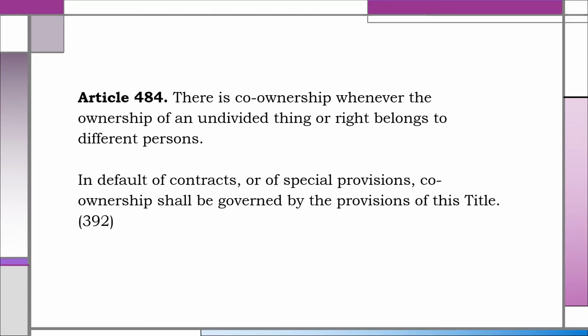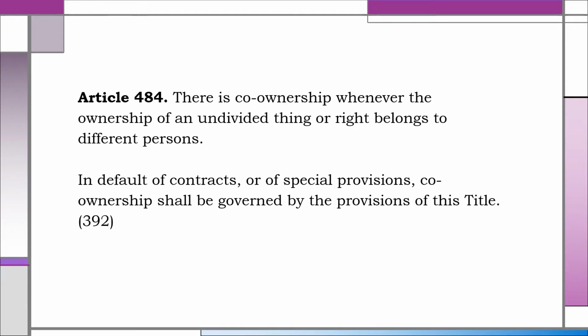Co-ownership is that state where an undivided thing or right belongs to two or more persons. Co-ownership is the right of common dominion which two or more persons have in a spiritual or ideal or aliquot part of a thing which is not physically divided. In co-ownership, there is only one ownership, but it is shared ownership. Each co-owner owns a fractional or an ideal part of the object, but they cannot point to a specific part of the object.